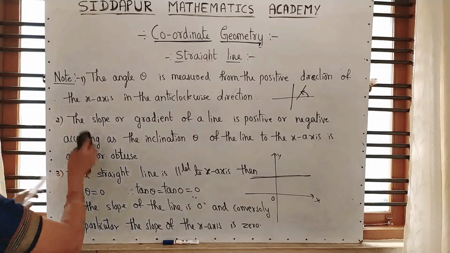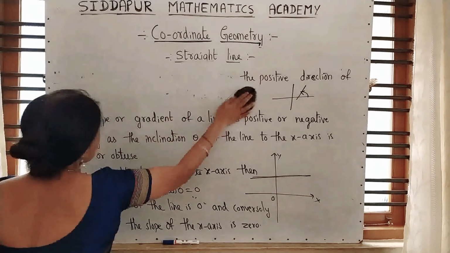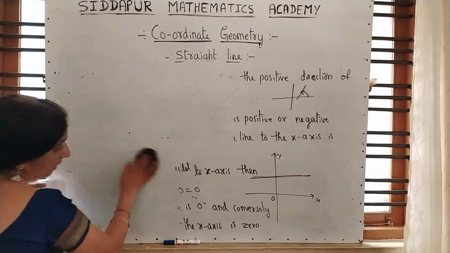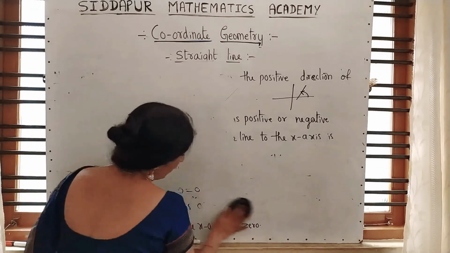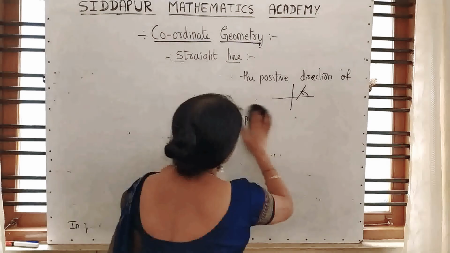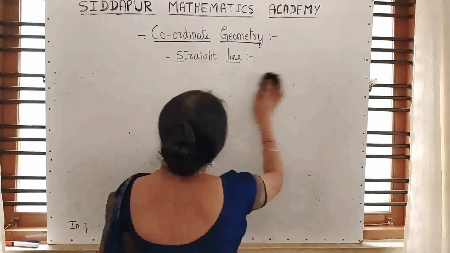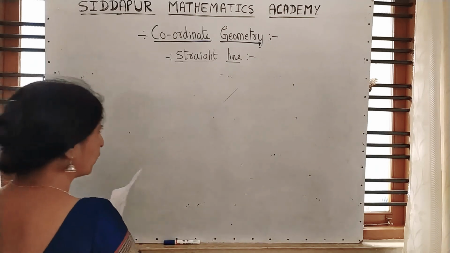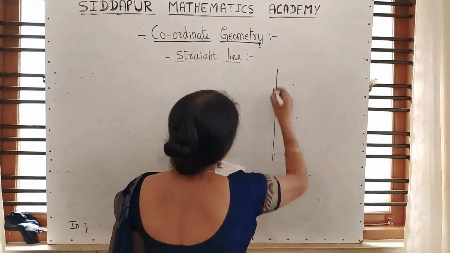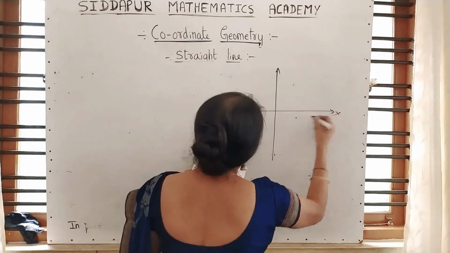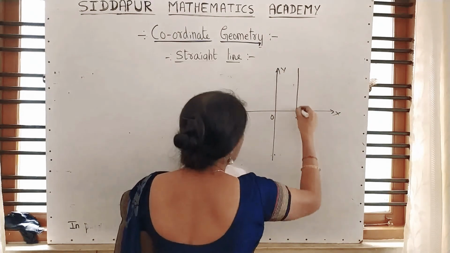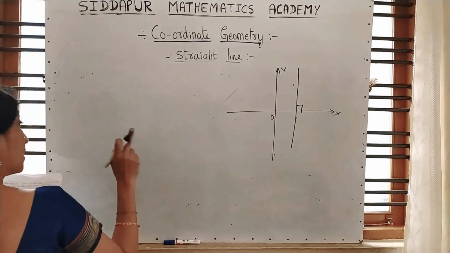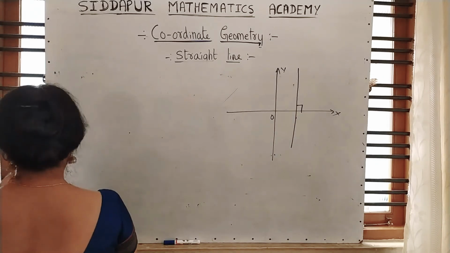Next, the fourth is important. If a straight line is perpendicular to x-axis, what is the theta? Is it 90 degrees? Yes, perpendicular means you are getting 90 degrees between the line and the x-axis. At that time, what is the slope? What is tan theta? Tan theta is tan 90. Tan 90 is infinity. This is y-axis, this is x-axis. If a line is perpendicular to x-axis like this, the angle is 90 degrees. If the angle is 90 degrees, the slope is not defined, that is infinity.